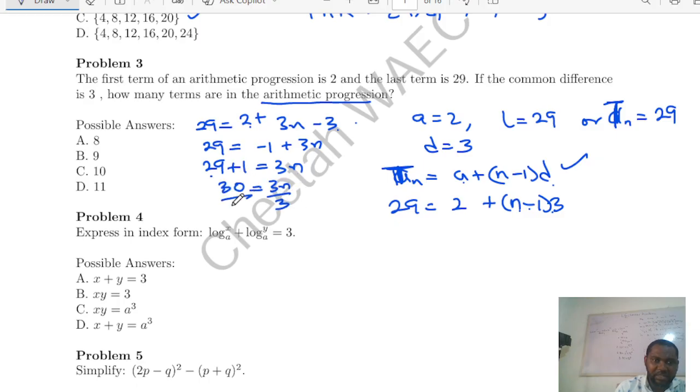Then we divide both sides by 3. You are going to have that n is equal to 10. So the answer is C. So the n is C, or let's say the number of terms is 10.